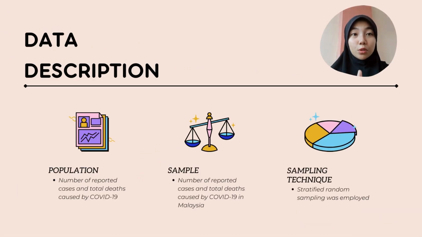Methodology for Chapter 2. Data description. We have a population. Population is basically, in our project, the number of reported cases and total death caused by COVID-19. Sample: the number of reported cases and total death caused by COVID-19 in Malaysia. For sampling technique, we use certified random sampling.